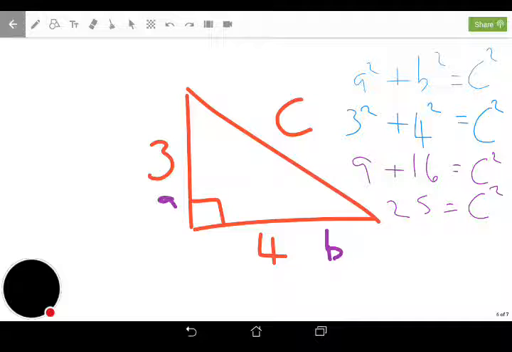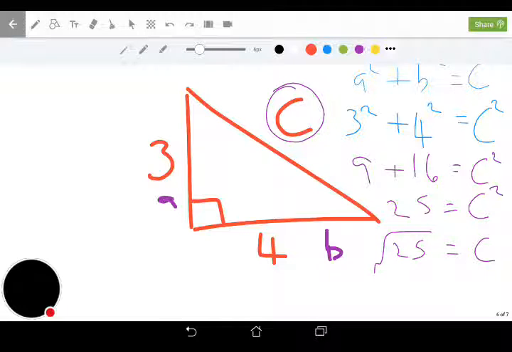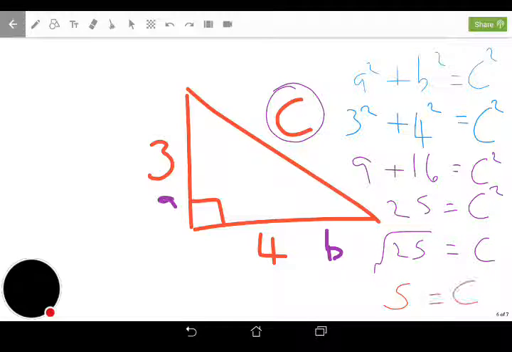Now, we don't want c squared, we actually want just c. The inverse of a squared number is the square root of that number. So to cancel out the square, we square root the other side. We're going to square root the 25, which will give us c. The square root of a number is the inverse of a squared number, so we're looking for a number that, if we multiply it by itself, gives us 25. That will be 5. So now we know that length c is actually 5.